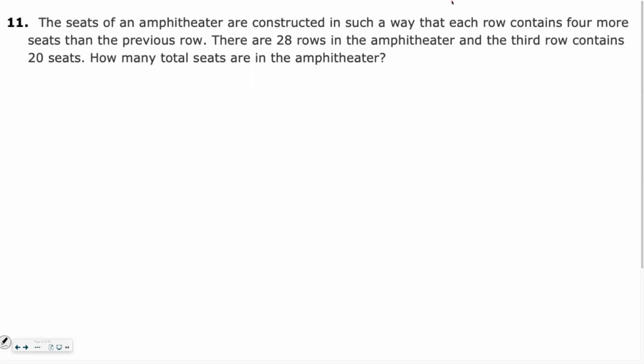All right, the seats, number 11. The seats in an amphitheater are constructed in such a way that each row contains 4 more seats than the previous row. There are 28 rows in the amphitheater, and the third row contains 20 seats. How many total seats are there in the amphitheater?